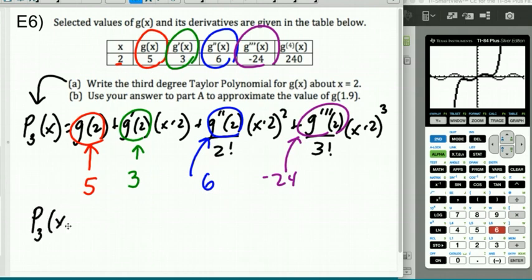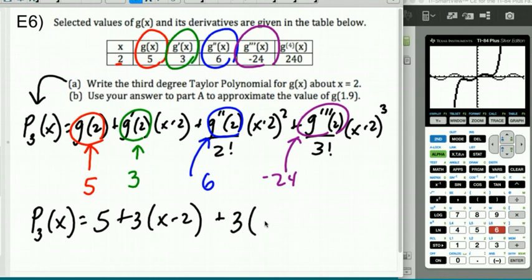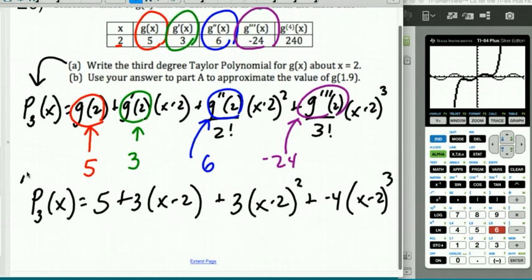So my p sub 3 of x is going to be 5 plus 3 times the quantity x minus 2 plus 6 over 2. So you can either leave it as 6 over 2 or you could make it a 3, right, times x minus 2 quantity squared, plus negative 24 over 6. If you want to leave it as negative 24 over 6, you totally could, but you could also make it a negative 4, and then it's x minus 2 cubed. Okay, that's my part A, right?